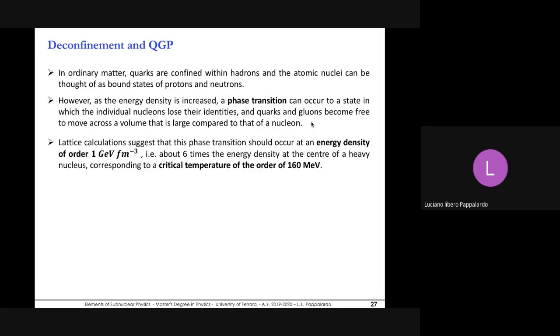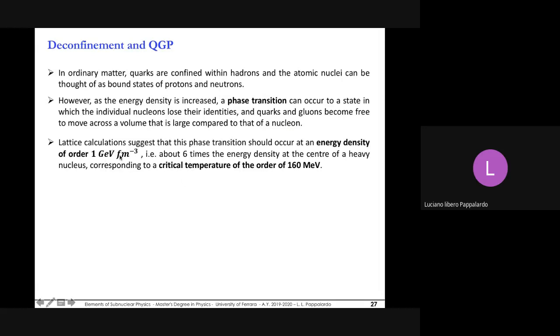Now, lattice QCD calculations suggest that this phase transition should occur at an energy density of the order of 1 GeV per Fermi cube. So this is a ratio between an energy and a volume. If you're able to condense 1 GeV into a Fermi cube, then you are in the condition that allows this phase transition from ordinary nuclear matter into this deconfined phase, where quarks and gluons are free to move.